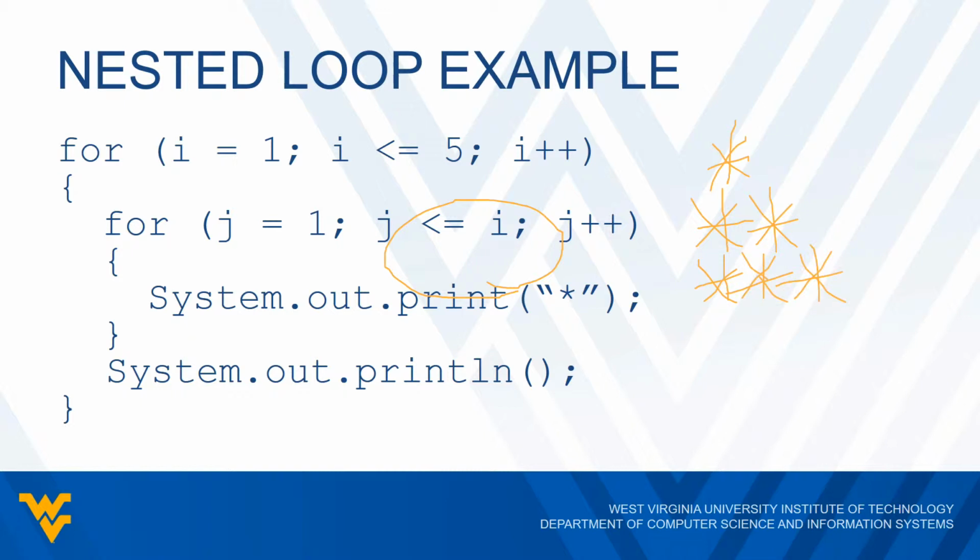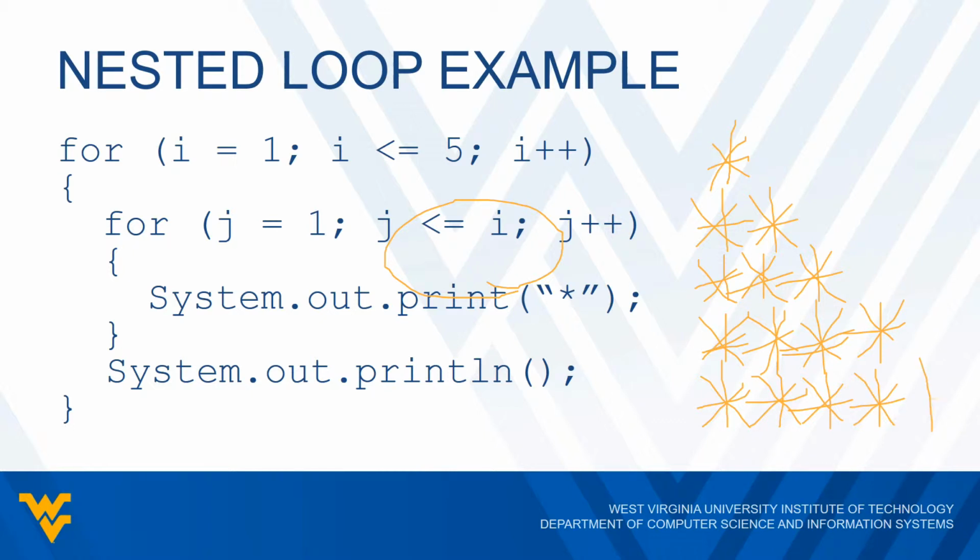And then when I is 4, we would do 4 stars. And then the last iteration where I is equal to 5, we're going to run this for loop 5 times. So we'll do 5 stars. There we go. So this is what our program would output.